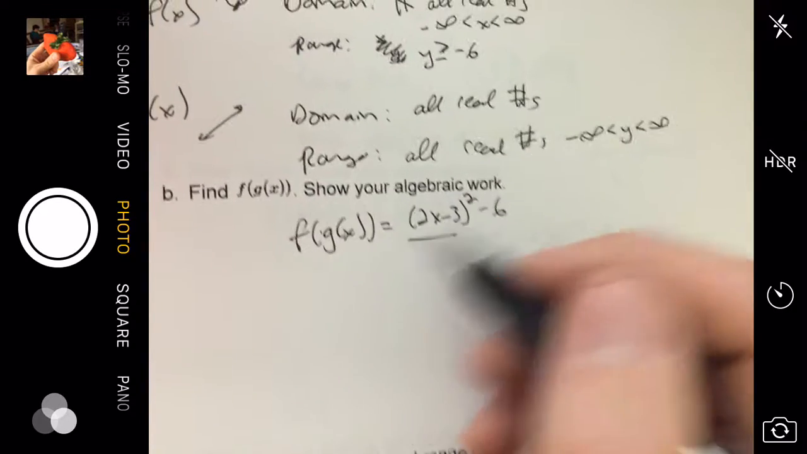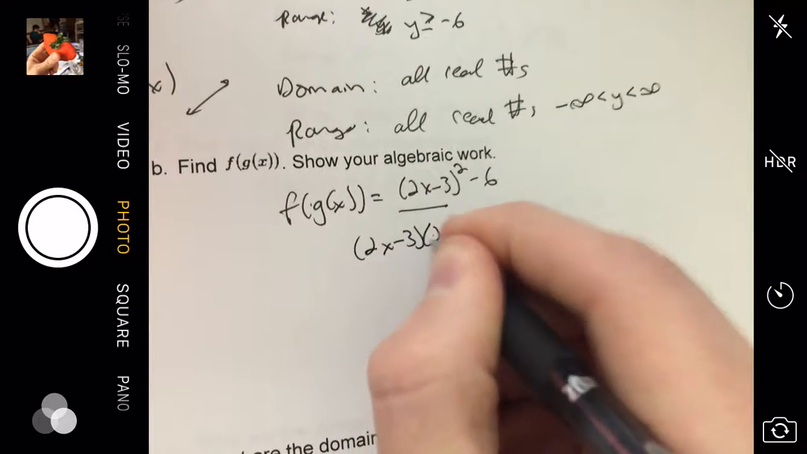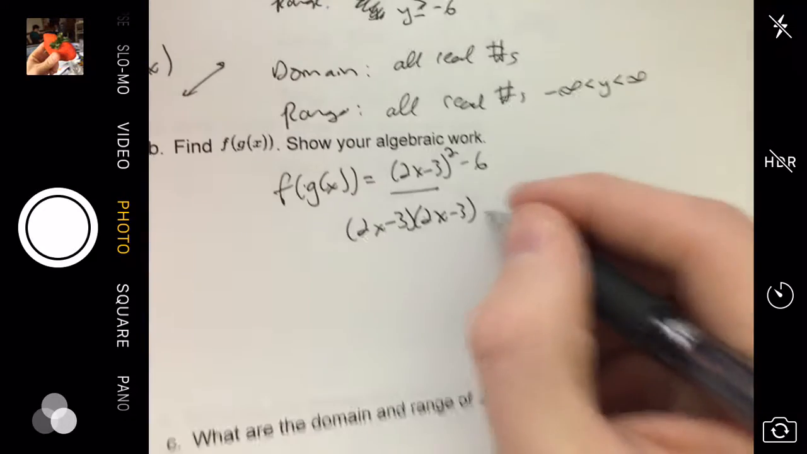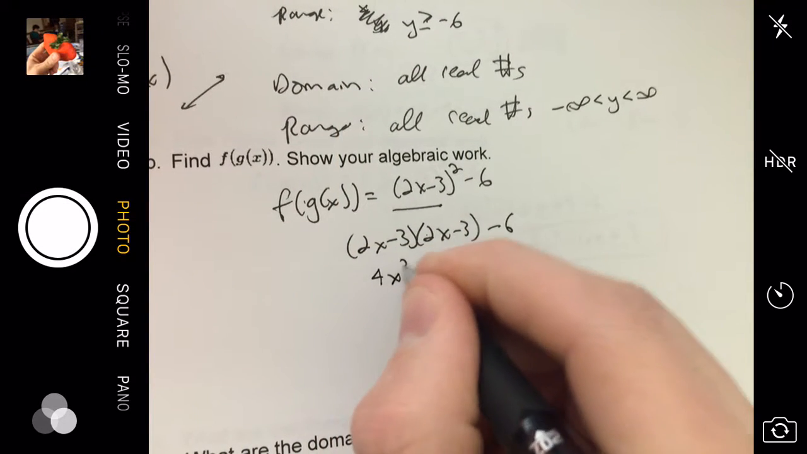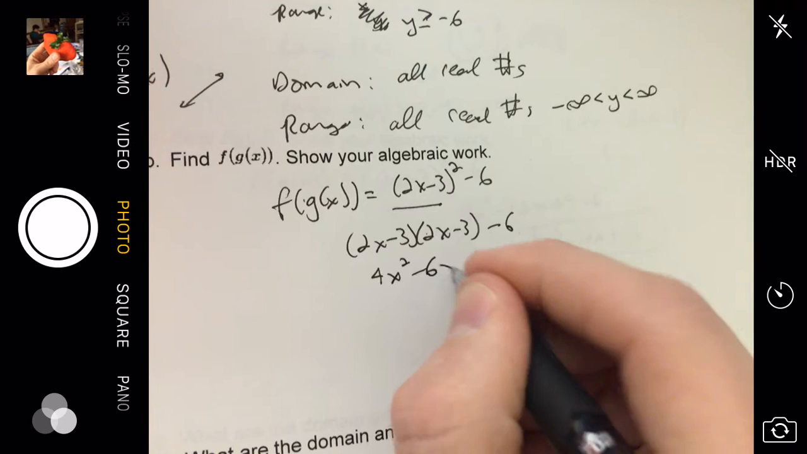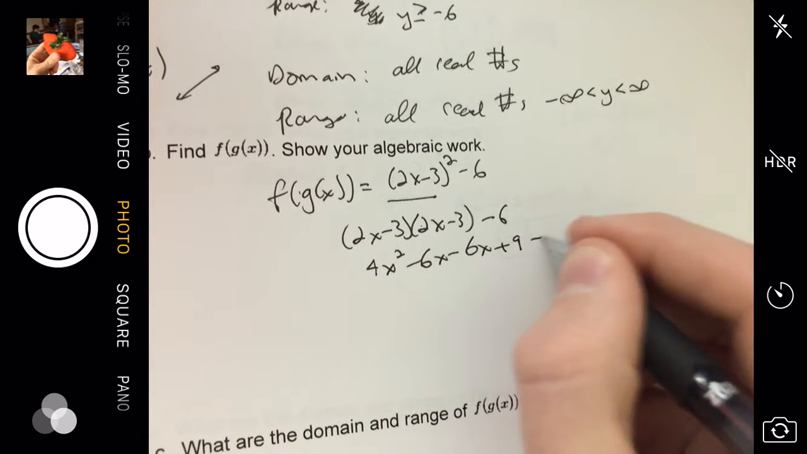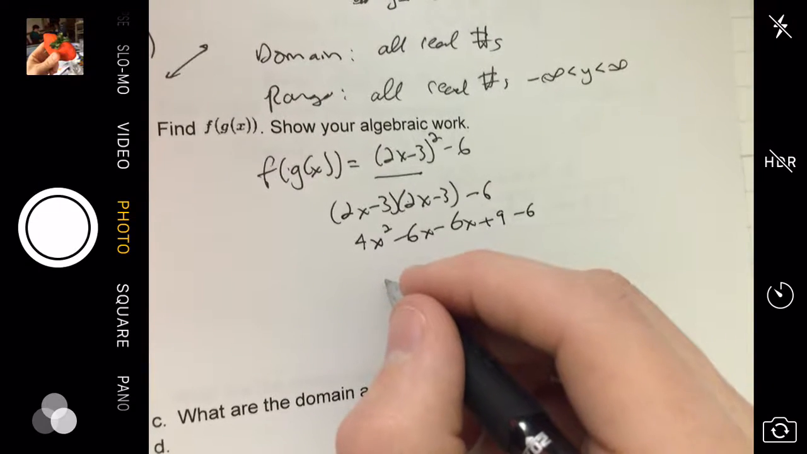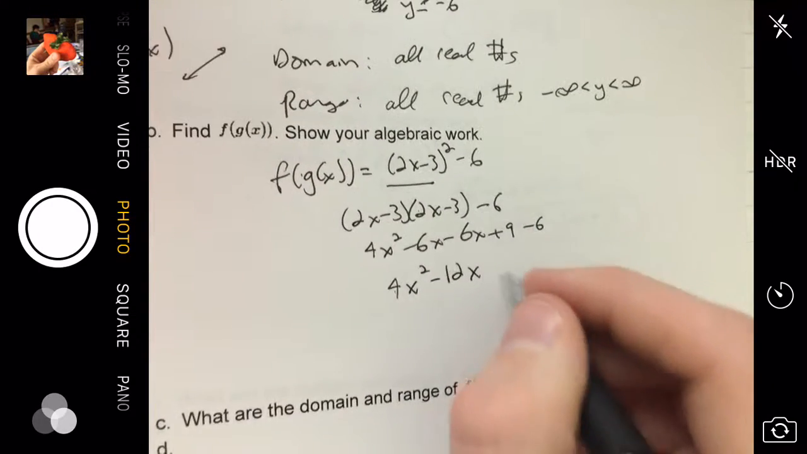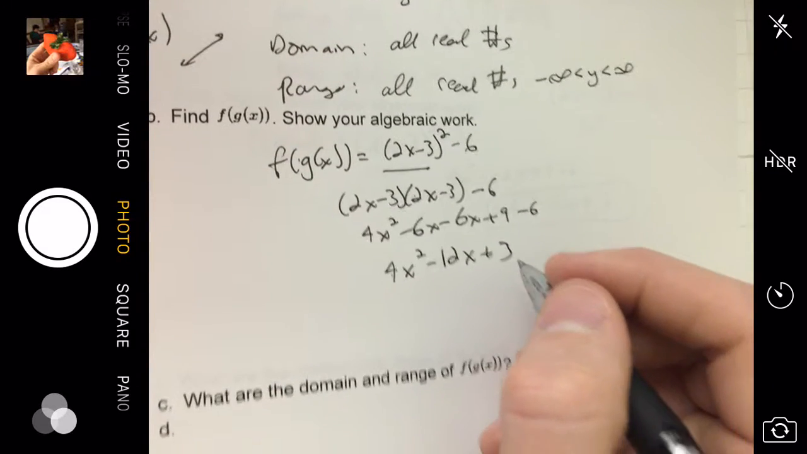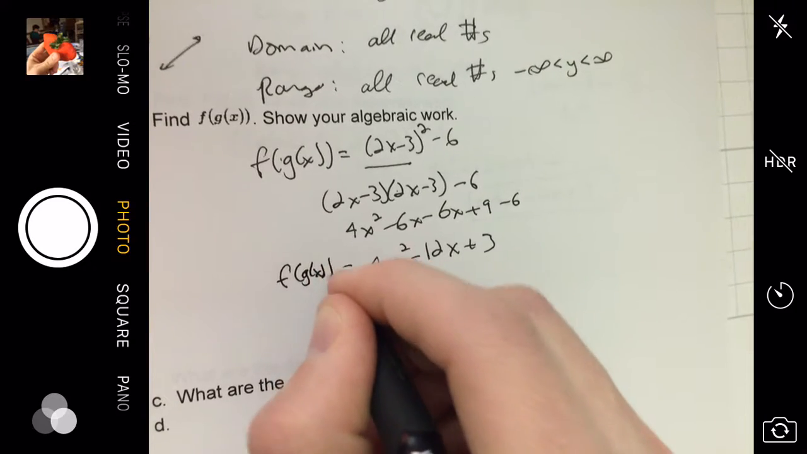And it's just going to find it. We're going to FOIL this out, so that would be 2x minus 3 times 2x minus 3. Don't forget your minus 6. So FOIL this out, you get 4x squared minus 6x minus 6x plus 9 minus 6. So 4x squared minus 12x, combine these two, plus 3. Alright, and that's f of g of x. And that's all I have to do for that one.